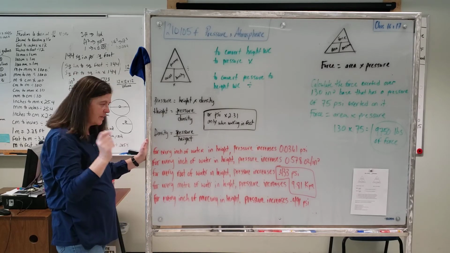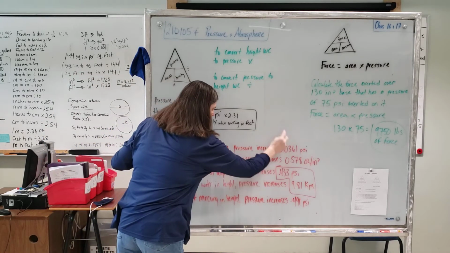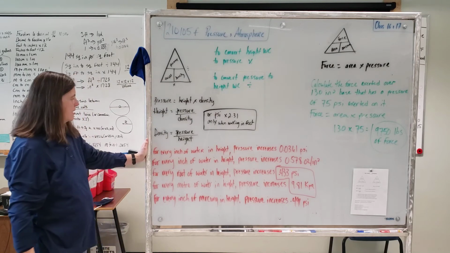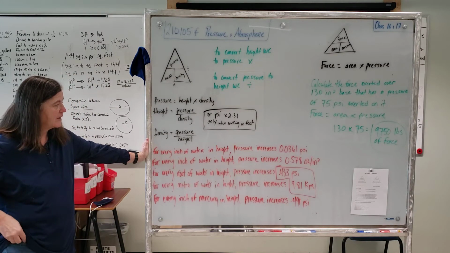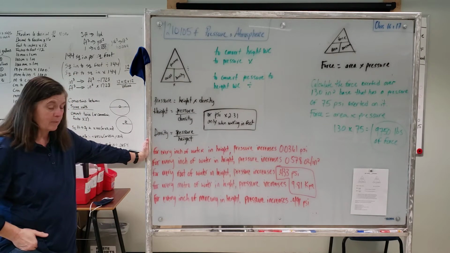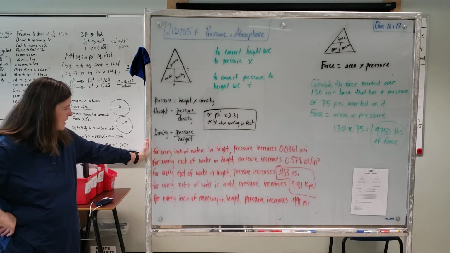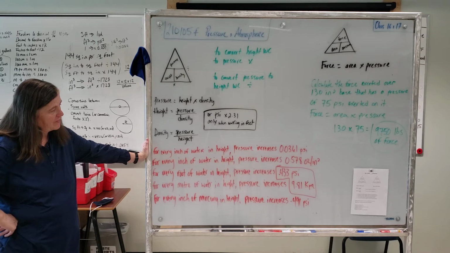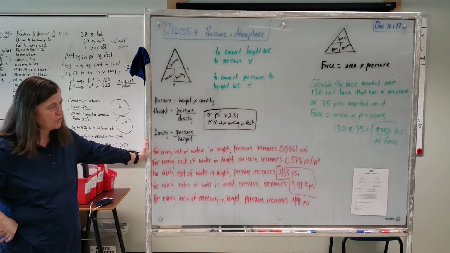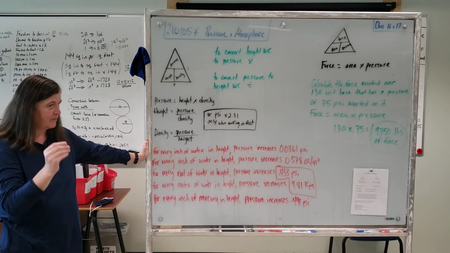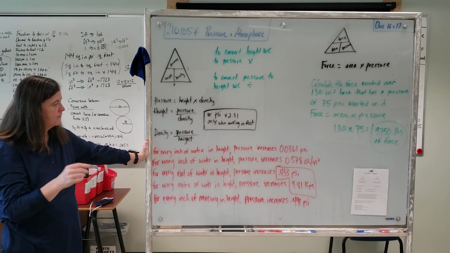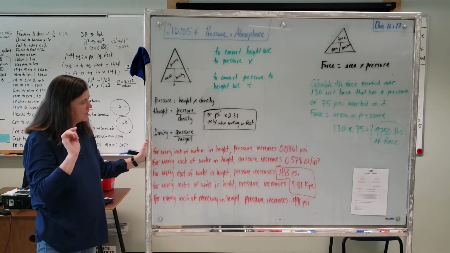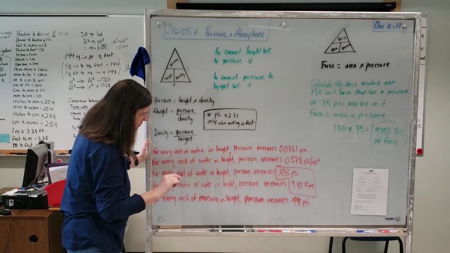Now when we see that word density, it's going to be one of our numbers here that I'm going to run through quickly. For every inch of water in height, the pressure increases by 0.0361 psi. For every inch of water in height, pressure increases 0.578 ounce per square inch. Now these numbers will be given to you in a chart or given to you in the question. These next two numbers are the kind of things that are on your need to know list for block 1.